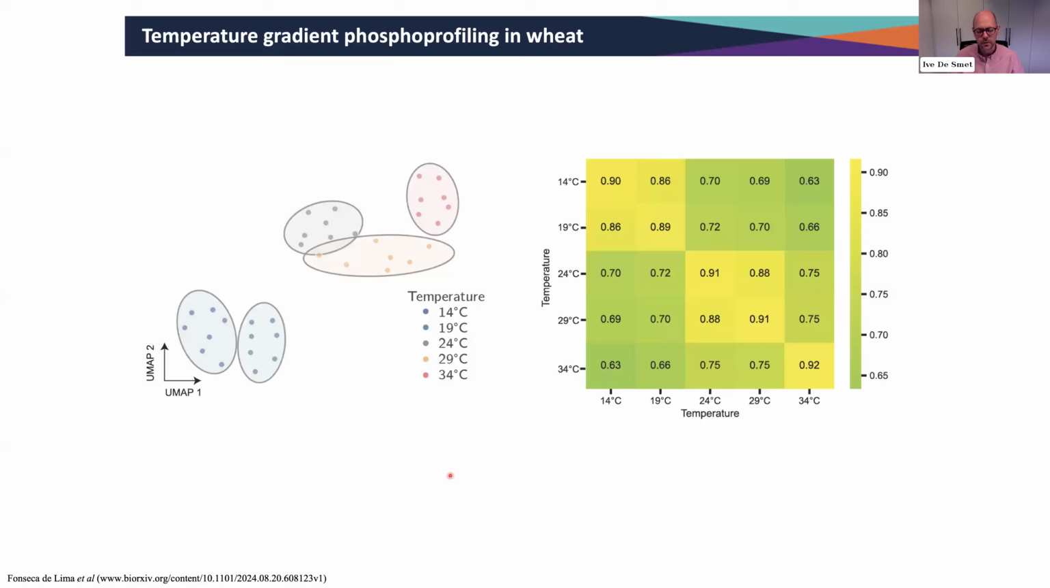Now, when we look at these data from a different point of view, we start to see a picture where we identify three distinct clusters. This is also reflected here in this correlation plot. On the one hand, the lower temperatures, 14 and 19 degrees, tend to group together. The intermediate temperatures, the more optimal temperatures, 24 and 29, tend to group together. And then we have the slightly elevated temperature that also groups together. So these analyses have been done in the Cadenza variety, where we see this profile emerging.